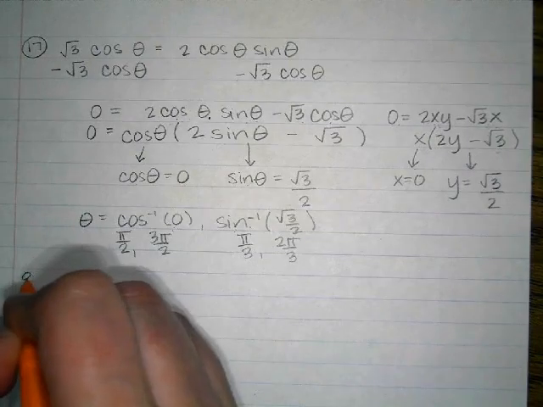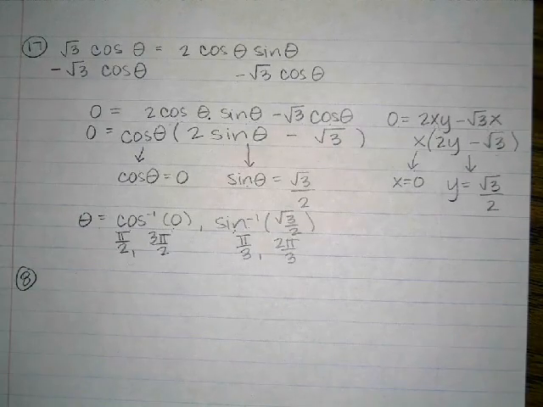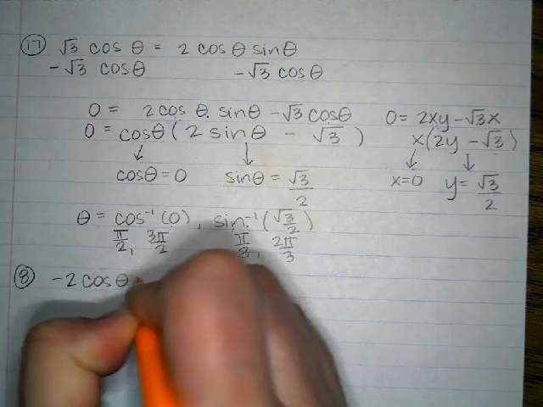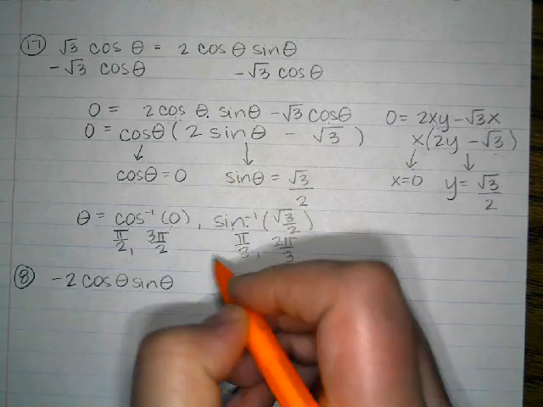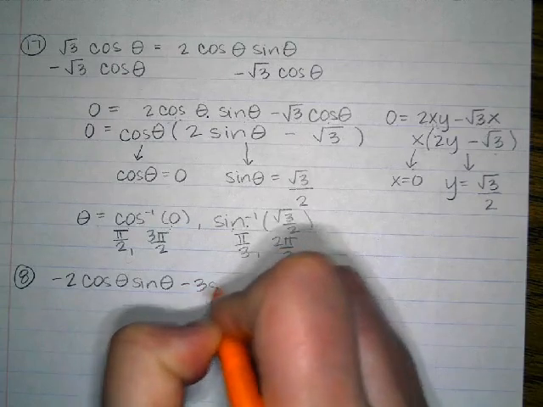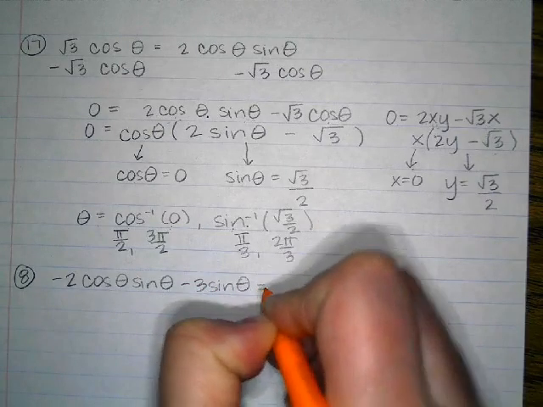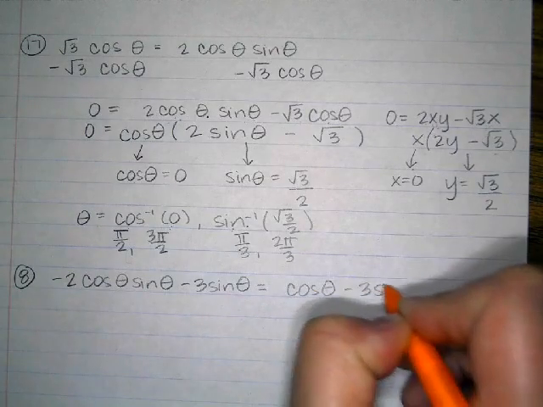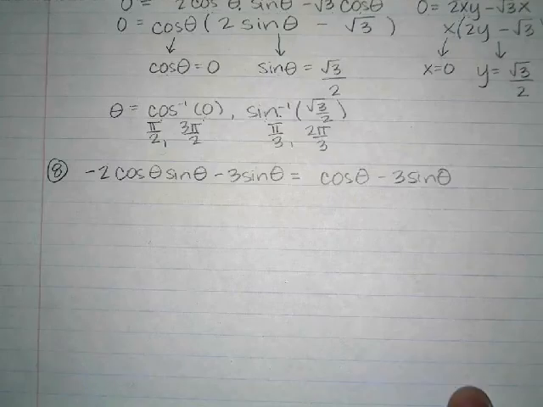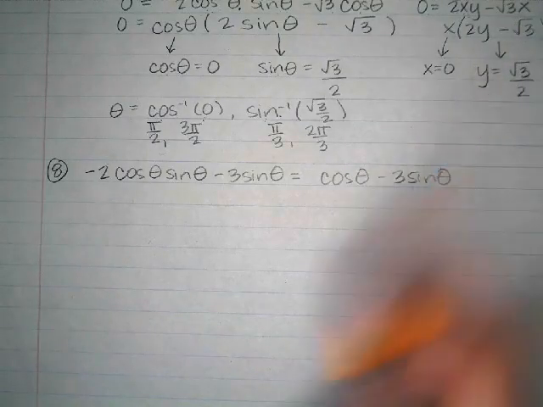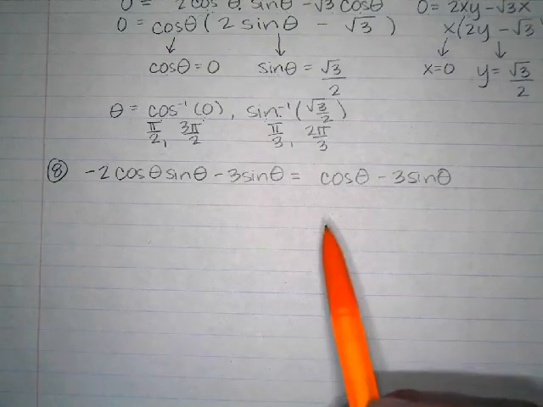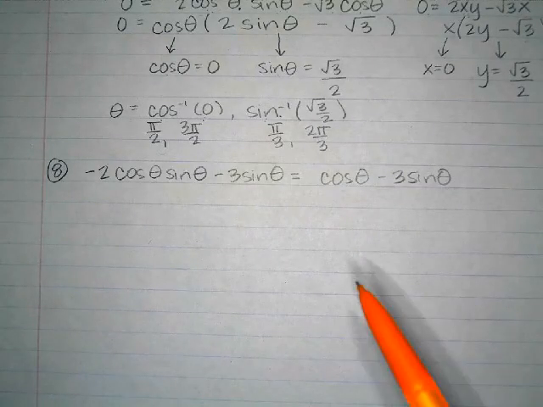And then we also had a request to look at number 8. Number 8 looks pretty long, so negative 2 cos theta sine theta minus 3 sine theta equals cos theta minus 3 sine theta. Okay, we got a bunch of cos thetas and sine thetas, so is this going to be a problem where we take square roots or a problem where we factor? It's a problem where we factor, so that means we need to make it equal 0.